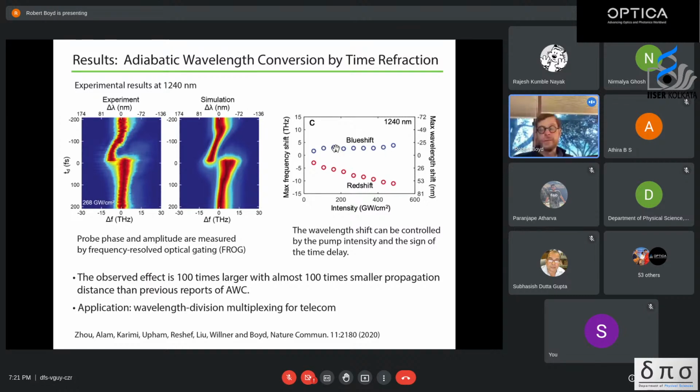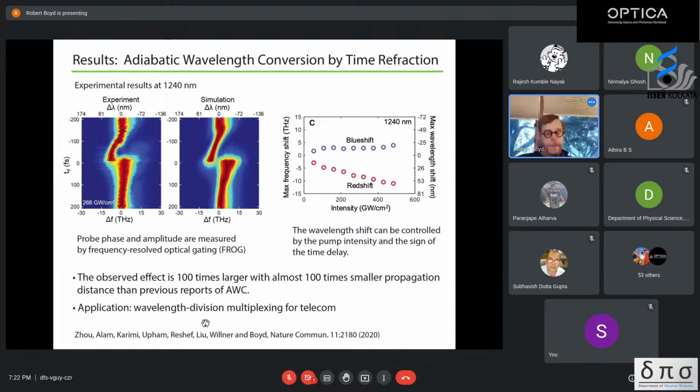And here the results are summarized in this graph here. So the observed effect is about 100 times larger with 100 times smaller propagation distance than previous reports of adiabatic wavelength conversion. So this is starting to sound useful. An application that we have in mind would be wavelength division multiplexing for telecommunication.